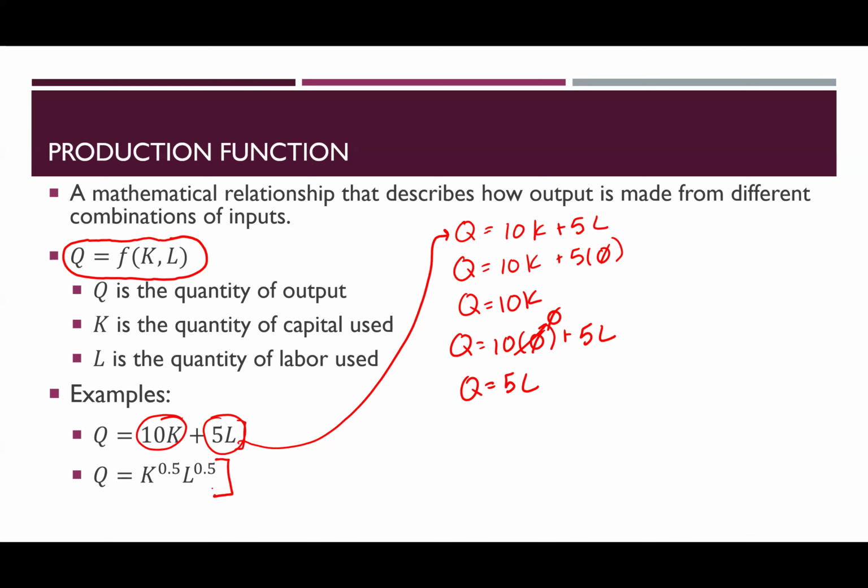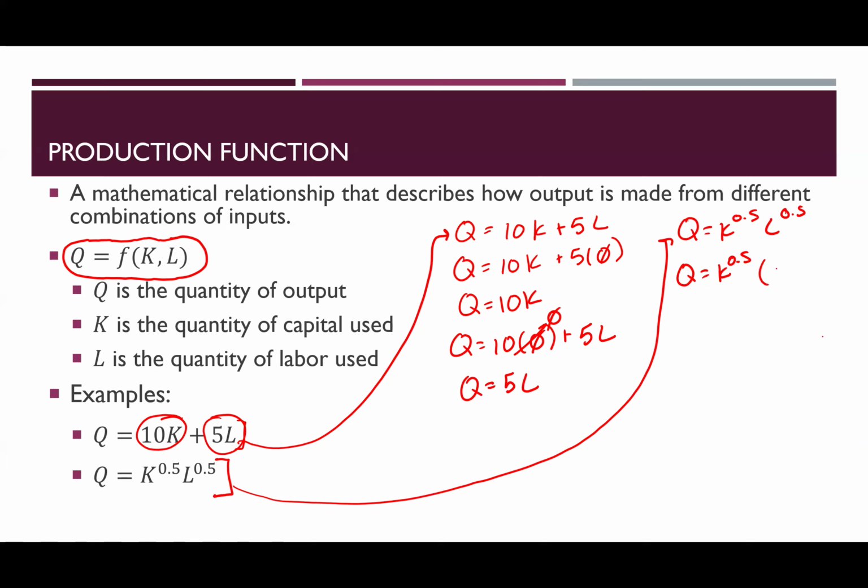The second example here is a version of the Cobb-Douglas production function that we'll turn to in just a second. And here, capital and labor are complements. You need both of them for the good to be produced. If we substitute 0 for one of our inputs, so let's do labor, we're going to have quantity of output equal to capital to the 1/2 power times 0 to the 1/2 power, which is going to go to 0. Capital to the 1/2 power times 0 goes to 0, and we get no output.